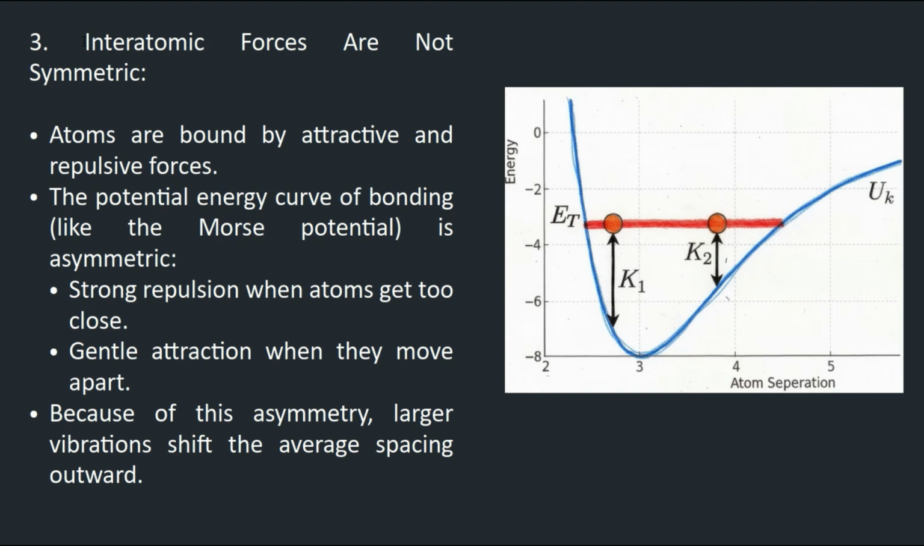Now, interatomic forces are not symmetrical. This is one point that we'll be diving into in detail, but let's look at it. Let's start with the first step. Atoms are bound by attractive and repulsive forces. The potential energy curve of the bonding is asymmetric. So you can see symmetrical would be something like this. Let me show that as well.